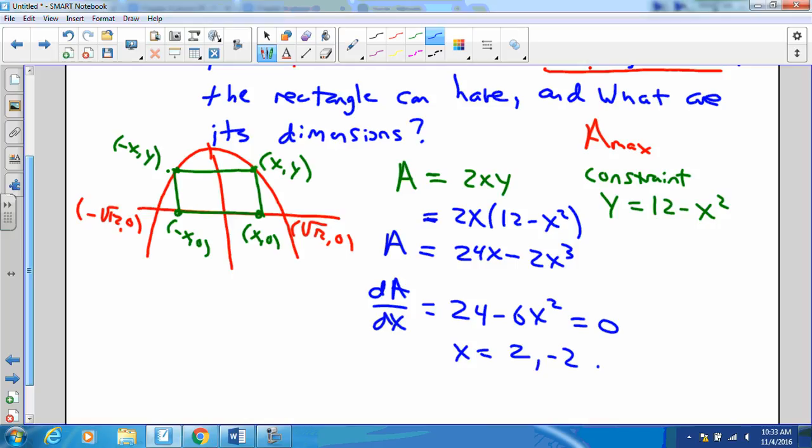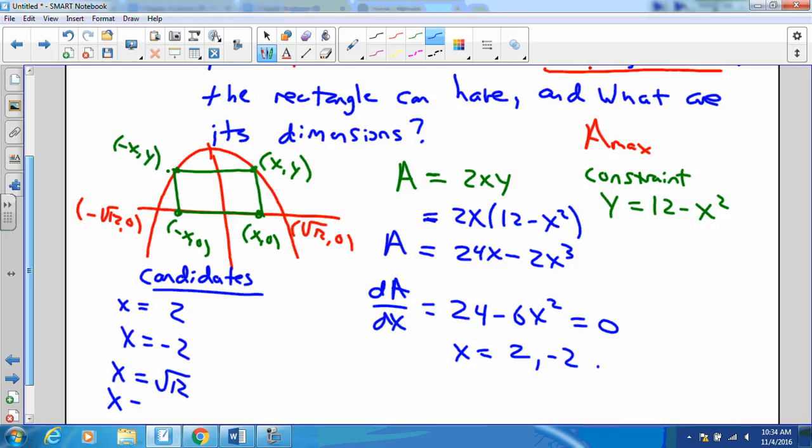The y value. Well, I'm not quite ready yet. I need to assemble my candidate list first. Don't skip that step. And what are all of my candidates here? What are the other candidates? Indeed, 0. I need to consider also my endpoints. What is the largest possible value of x that I can have? Root 12. See, that's the domain of this problem. And the smallest possible value is negative root 12.